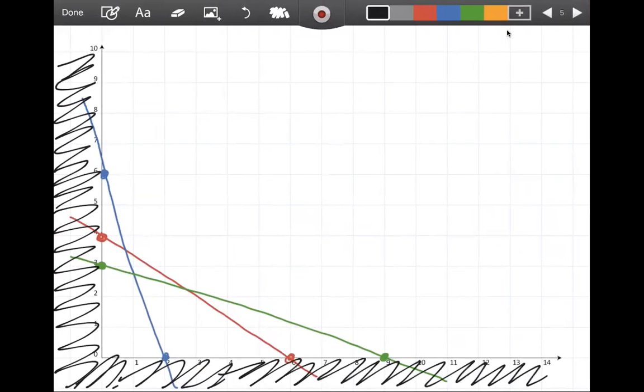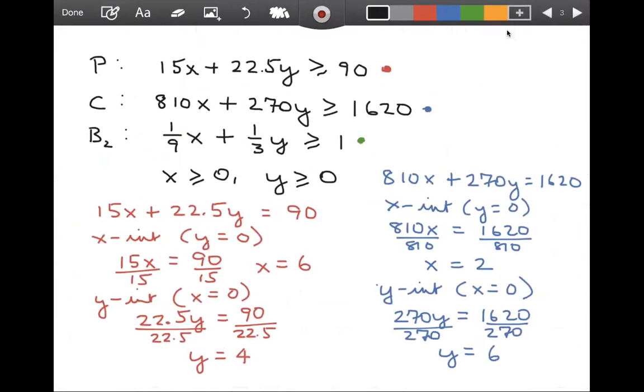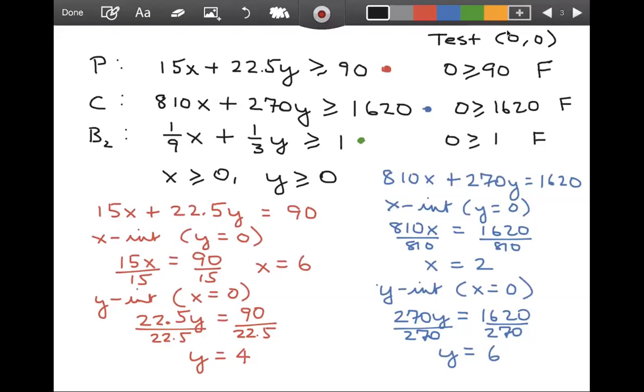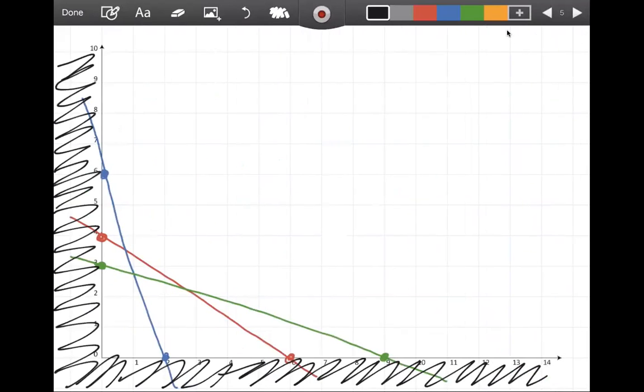All right. And now let's talk about our other inequalities. So for all of those inequalities, we can use 0, 0 as a test point because 0, 0 is not on any of those lines. If I put that into the first inequality, I get 0 is greater than or equal to 90, which is false. Into the second inequality gives me 0 is greater than or equal to 1620, which is false. And into the third inequality gives me 0 is greater than or equal to 1, which is also false. So with respect to each one of these lines, we're going to cross out the side that contains 0, 0.